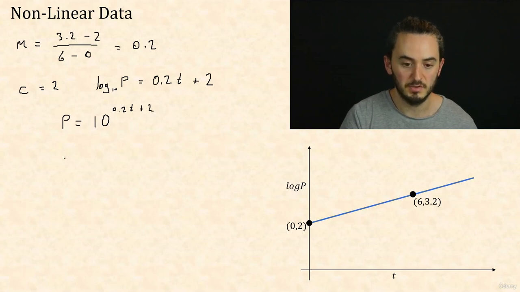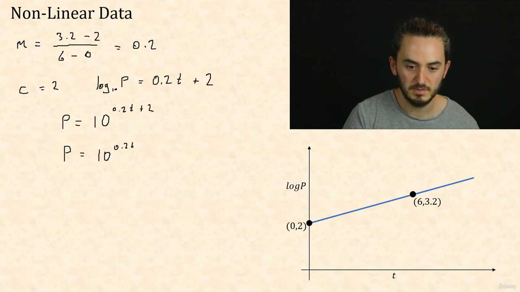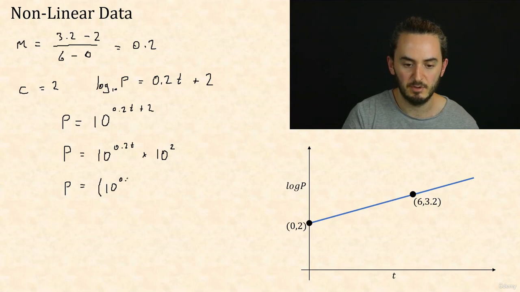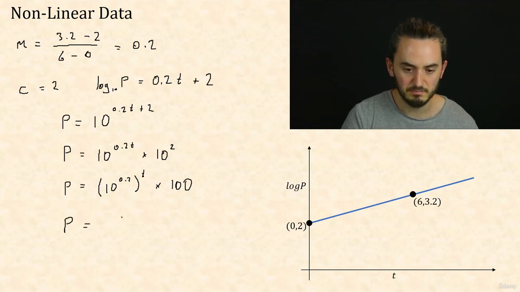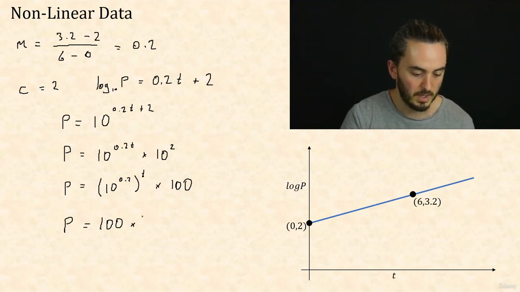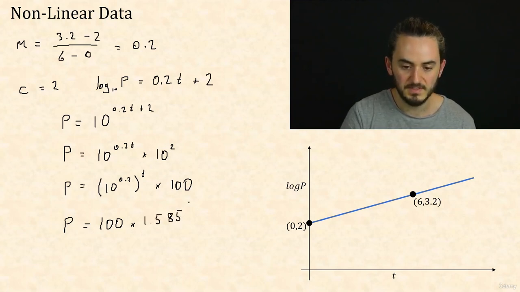And now it's just some indices laws. So P is 10 to the power of 0.2T times 10 to the power of 2. Further indices laws, we can just bracket this up and say that's 10 to the power of 0.2, to the power of T. And look, 10 squared is 100. So what I've got is that P equals 100 times, and what is 10 to the power of 0.2? 10 to the power of 0.2 is 1.585. I just did that on my calculator, 1.585 to the T.